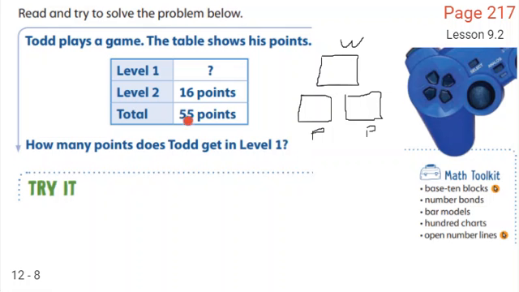So he didn't record it, but he knows what the total points are, or it got lost, or somehow or another he doesn't have access to level 1 points. Let's reread this here. Todd plays a game. The table shows his points. So level 1, okay, that's a part.